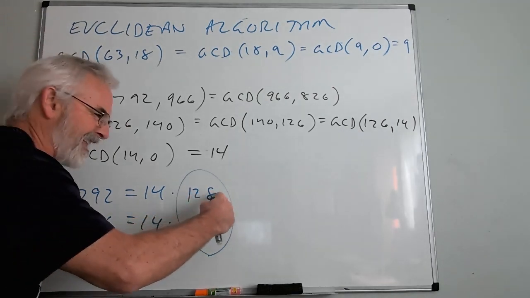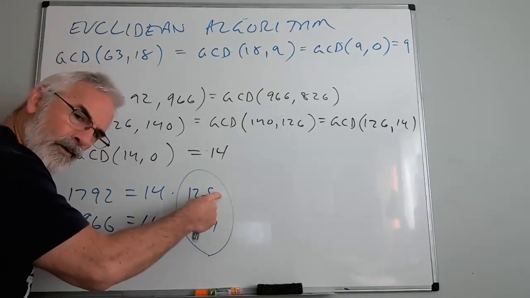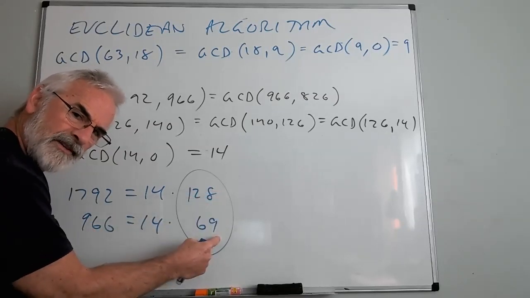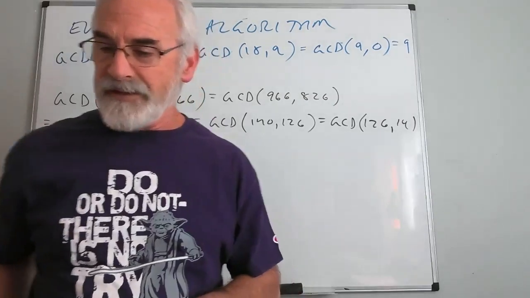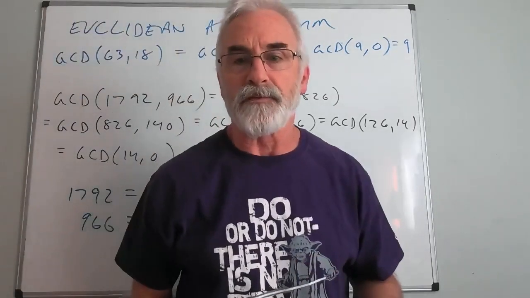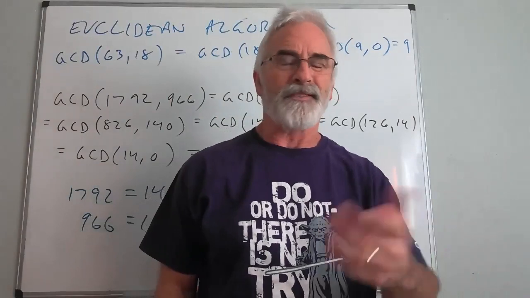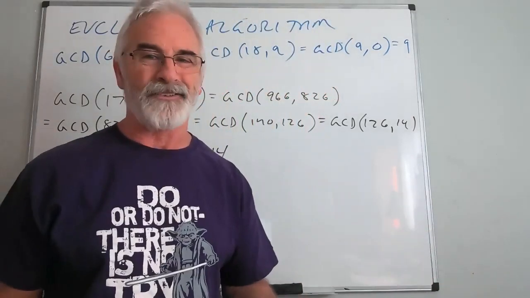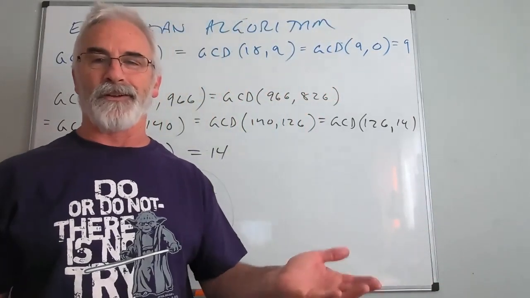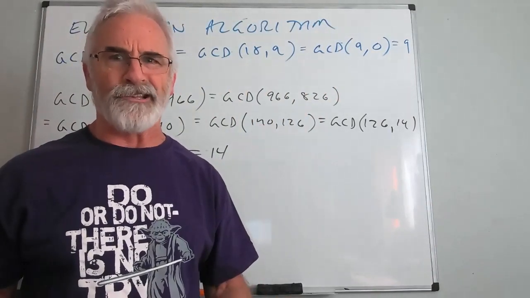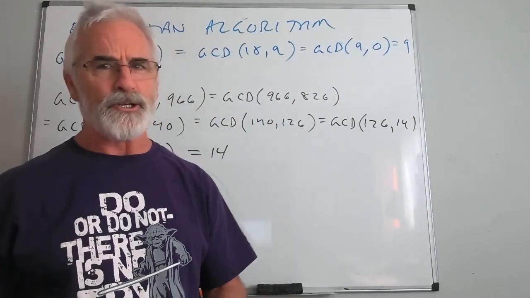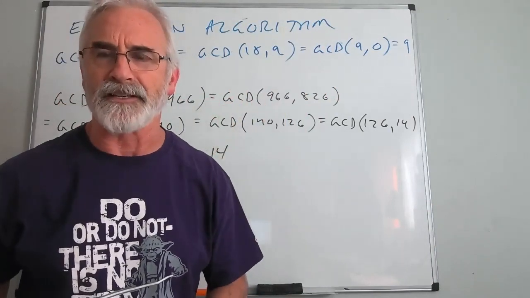This makes it kind of easy. This is 2 to the 7th power. This is 3 times 23. I mean, they have no factors in common. So the Euclidean algorithm is particularly valuable when your numbers are large. Obviously, if I'm dealing with small numbers, I don't need an algorithm to do this. You know, if you said, what's the greatest common divisor of 4 and 6? You know, 2. Okay, I can do that. I don't really need any help.